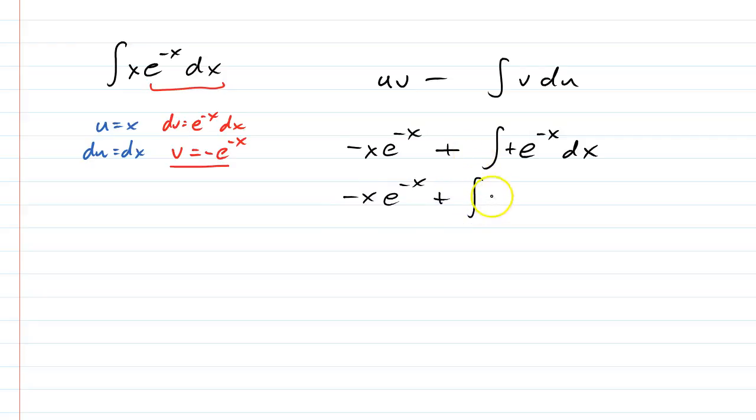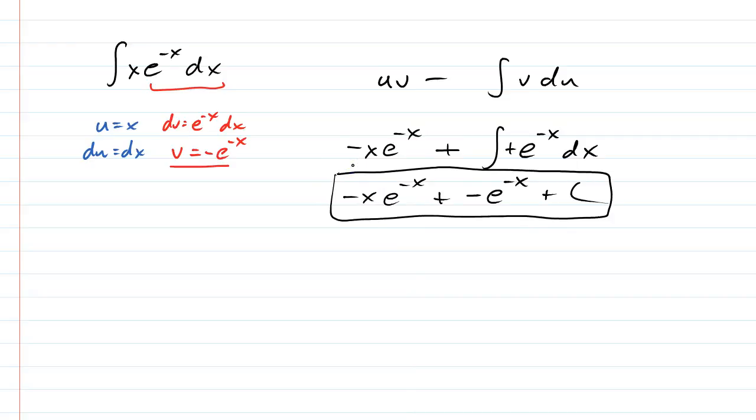Now, the integral of e to the negative x, we just did this over here. It's going to be negative e to the negative x. And the dx goes away, and we have a plus c. Okay, now here we can actually factor out a negative, well, let me say, this would be a perfectly acceptable answer. But we could factor out a negative e to the negative x, and we would get x plus 1 times negative e to the negative x plus c. That's also another way you might see it written in your solutions.